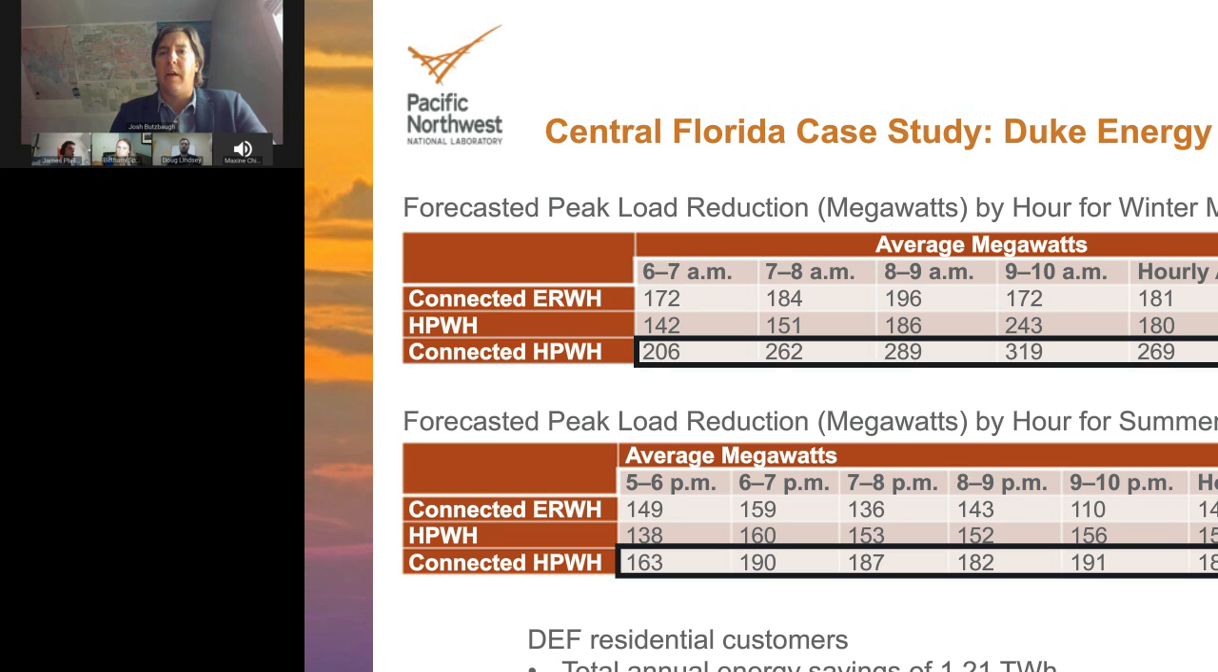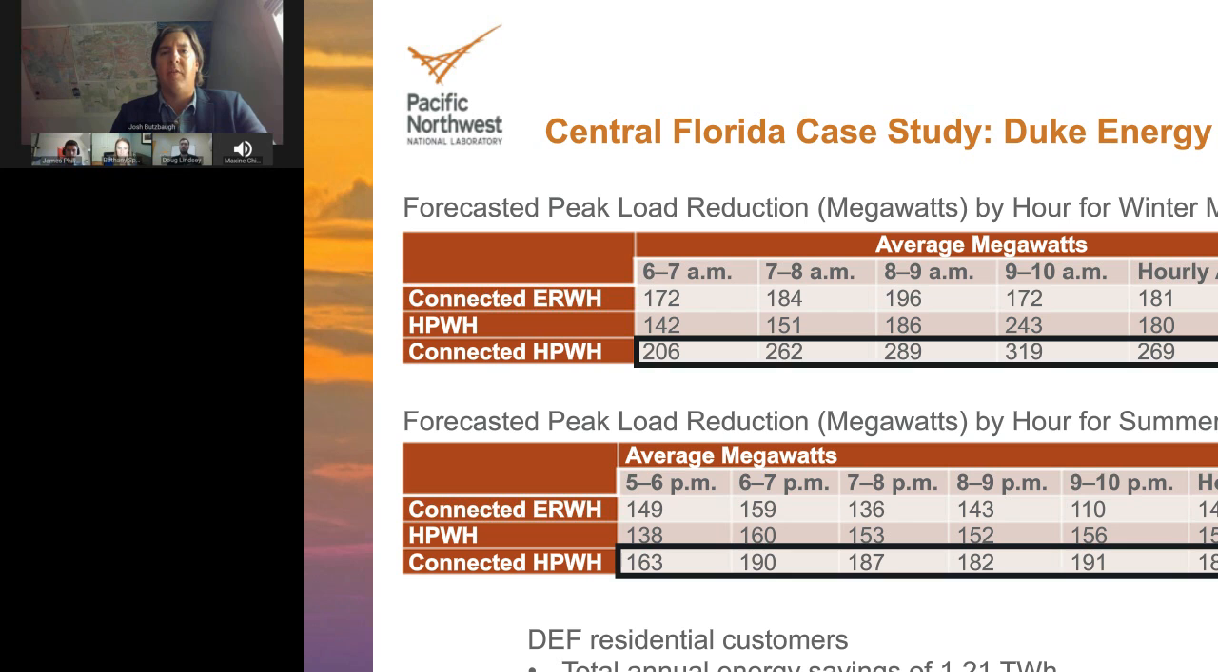And for the summer evening, similar story, the grid connected heat pump water heater had an hourly average load reduction of 180 megawatts per hour, and the connected electric resistance water heater and the uncontrolled heat pump water heater performed similarly in terms of reducing load.